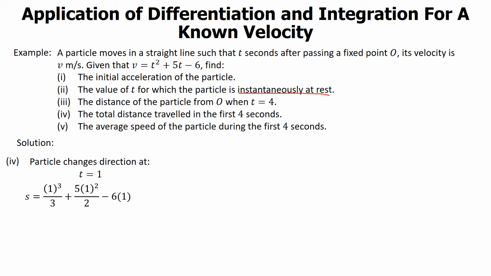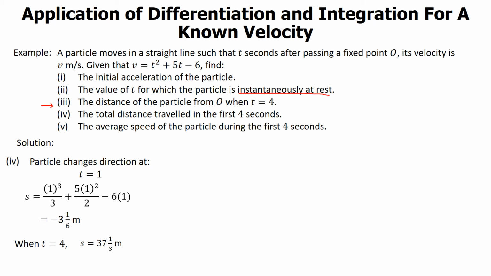So we want to find the displacement, which is s equals 1 cubed over 3 plus 5 times 1 squared over 2 minus 6 times 1. We get negative 3 and 1 over 6 meters. Also from the previous calculation, which is from part 3, we know that when t equals 4, the displacement is 37 and 1/3 meters.